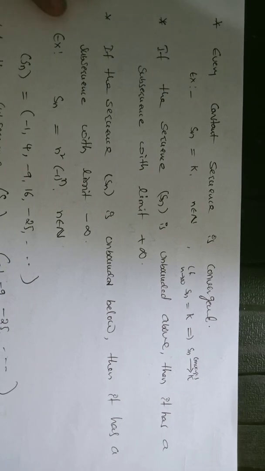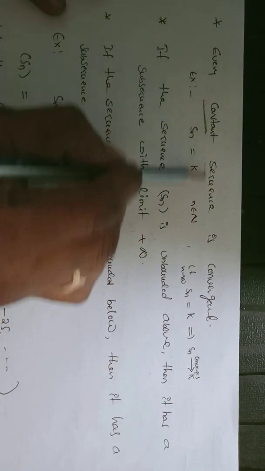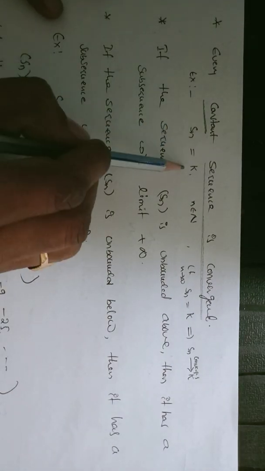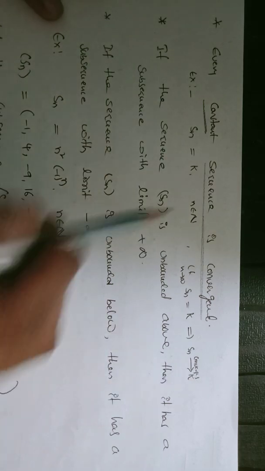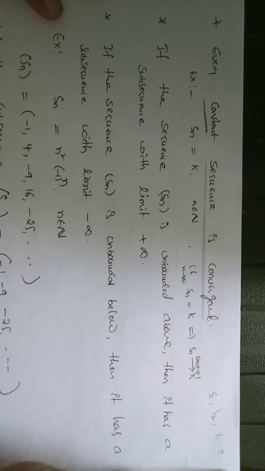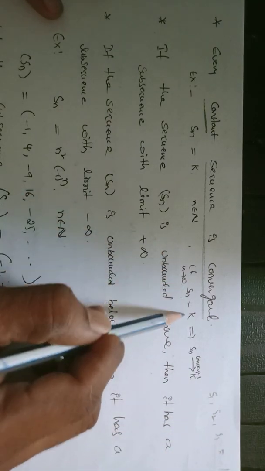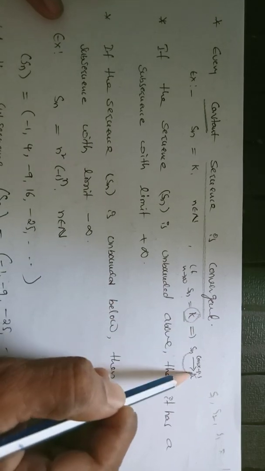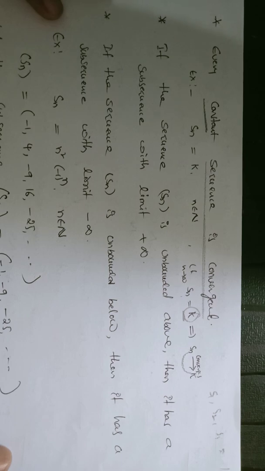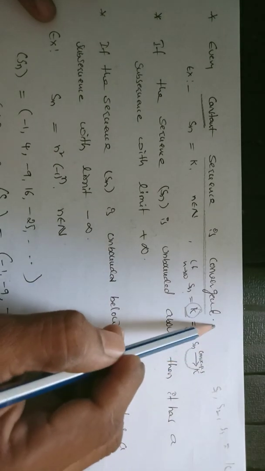One thing, every constant sequence is convergent. See, in Sn equal to a constant k, S1 is k, S2 is k, S3 is also k, all the terms are k. So the limit of the sequence Sn is equal to k. k is a finite number, so Sn converges to k. So every constant sequence is convergent. This is an important statement. In series this is not the case, but every constant sequence is convergent.